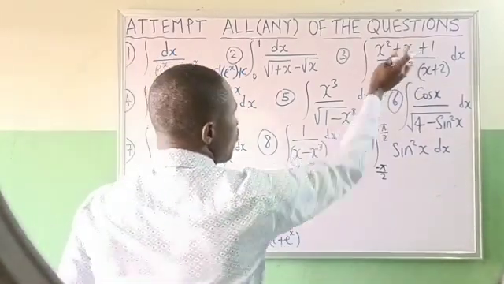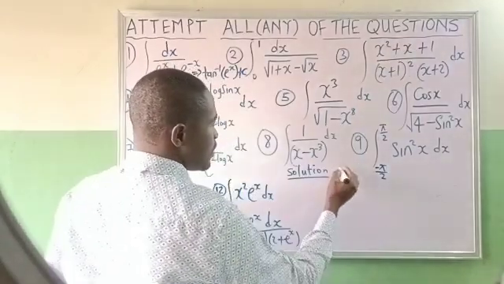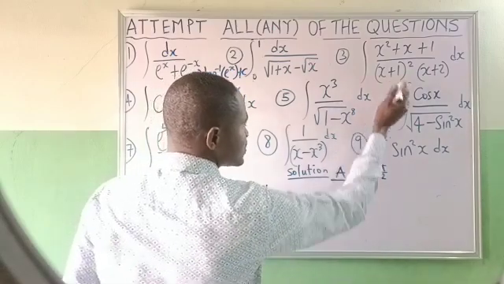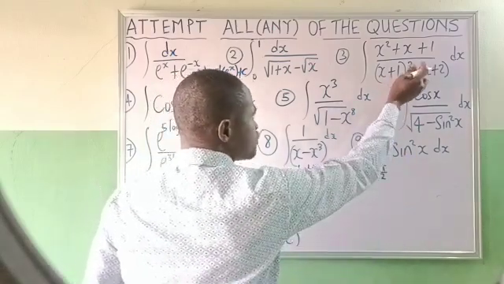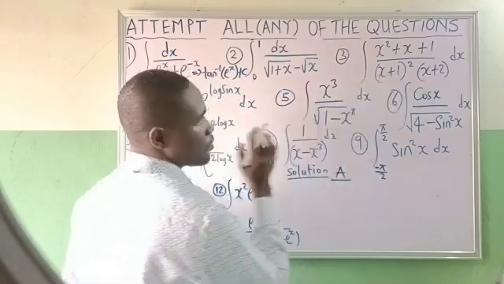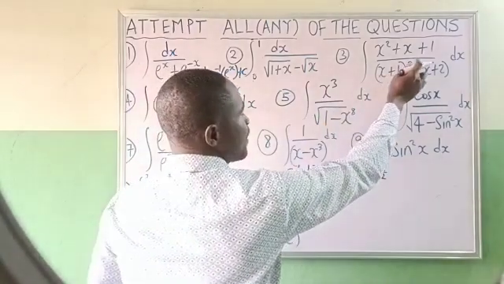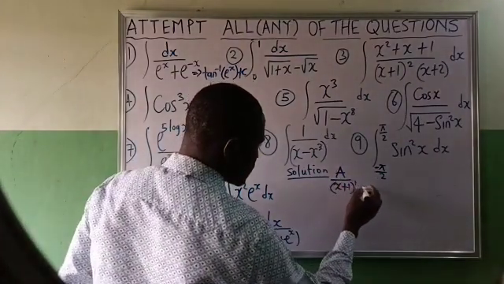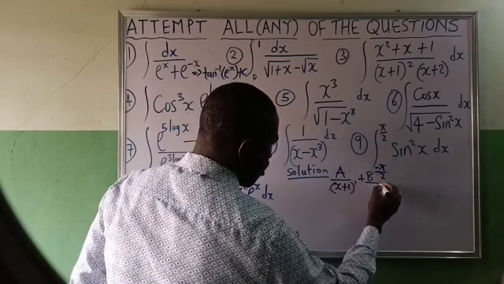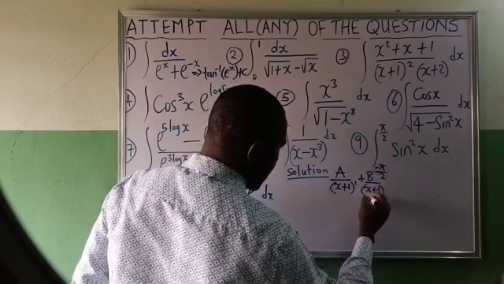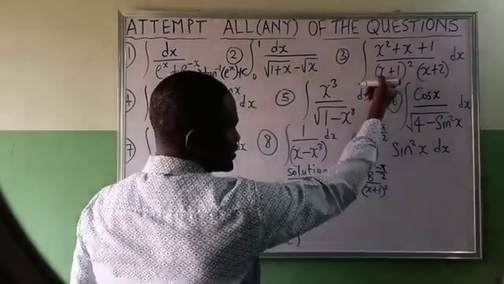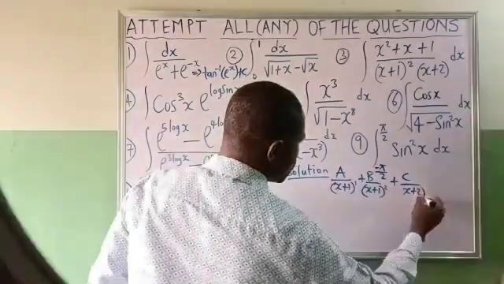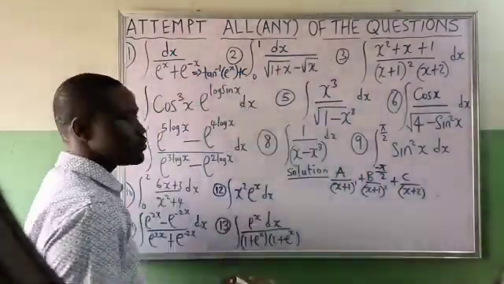To solve this question, I will say that the partial fractions are A all over x plus 1 raised to power of 1, because this is a linear factor raised to power of 2, plus B all over x plus 1 raised to power of 2. I have satisfied this. Then plus C all over x plus 2, no raised power because it is just raised to power 1.